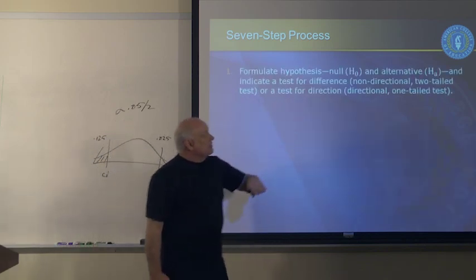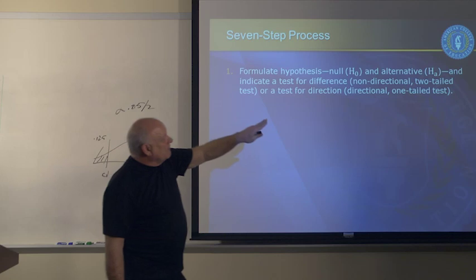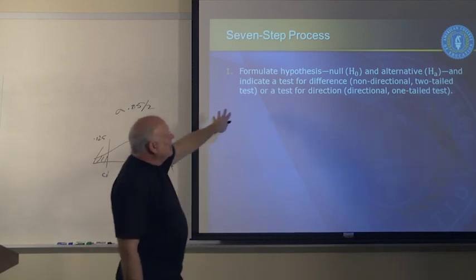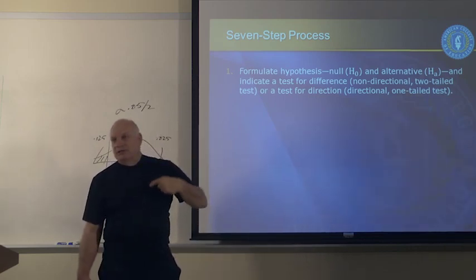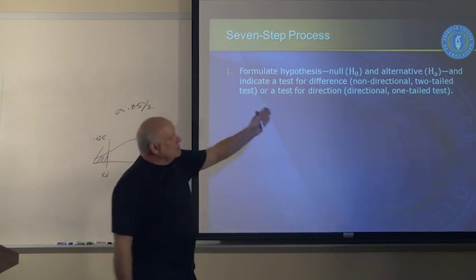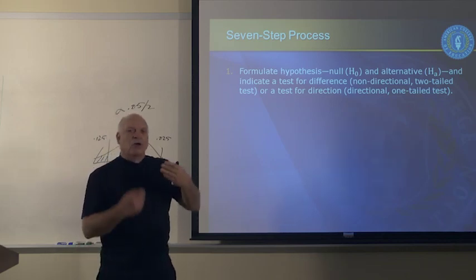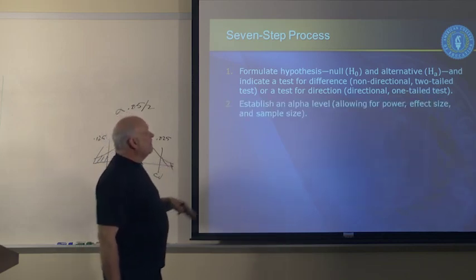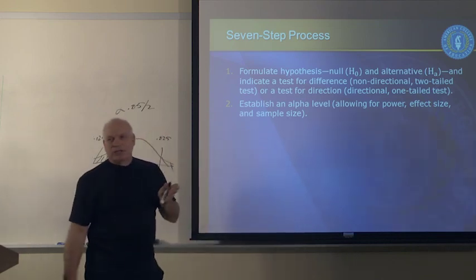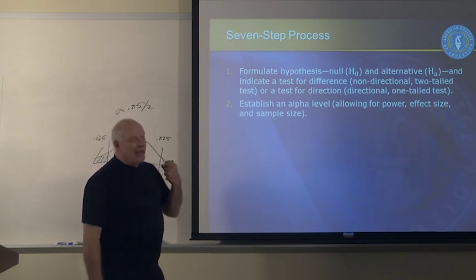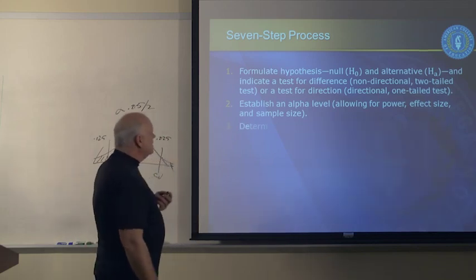Formulate hypothesis. Here we go, the null and the alternative, and indicate a test for difference. Is it directional, non-directional? How are you going to use it? Here's my null hypothesis, here's my alternative, but I have to stipulate whether I'm going to use a one-tailed test or a two-tailed test. Am I looking for a difference or a direction of that difference? 2, establish an alpha level, allowing for power, effect size, and sample size. Because once I have an alpha level established, that's going to be that determination to commit a type 1 error.